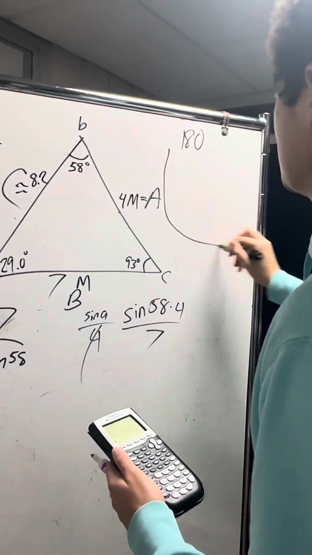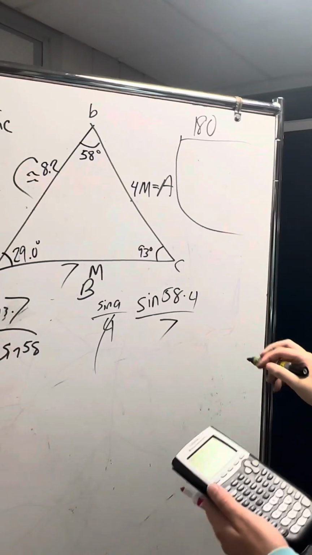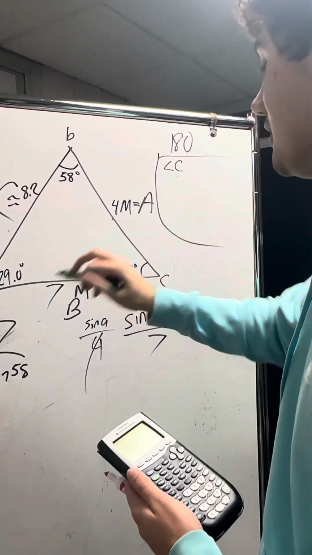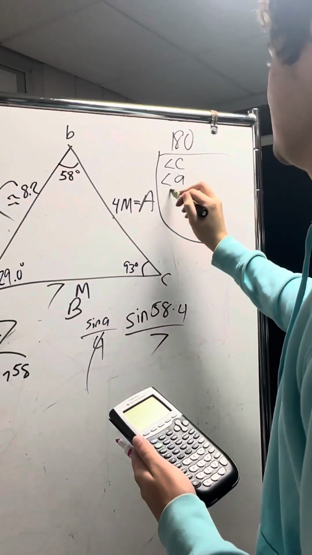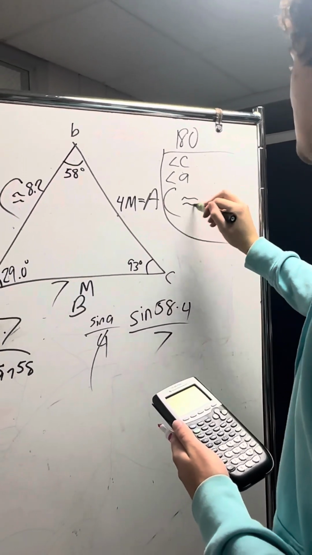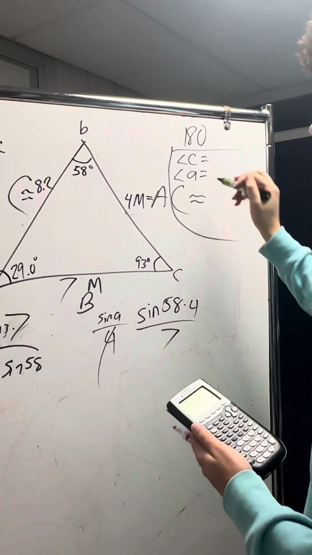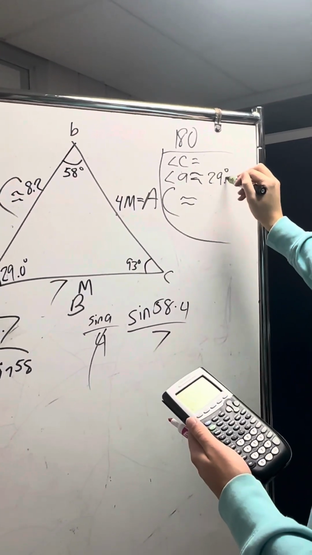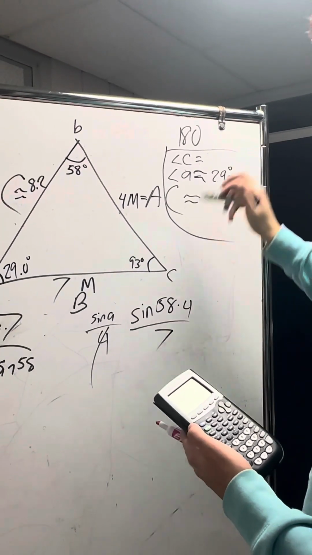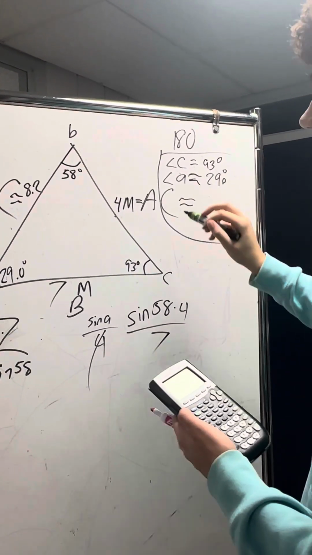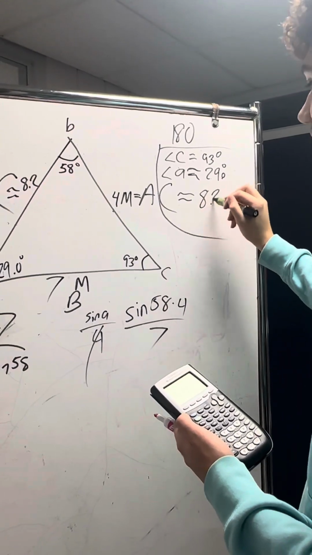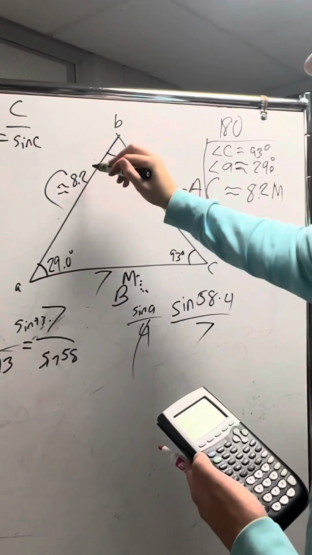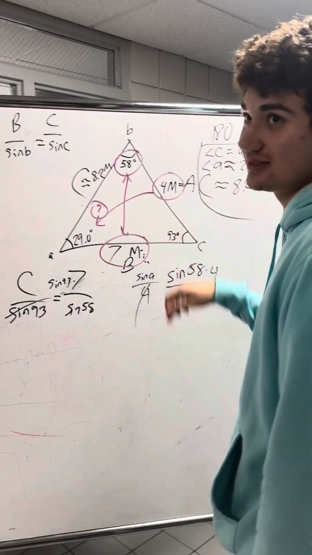Then we will have a nice little answer box to sum it up. So we needed angle A, angle C, and side C. We rounded angle A to 29 degrees, angle C is 93 degrees, and side C was 8.2 meters. Don't forget this.